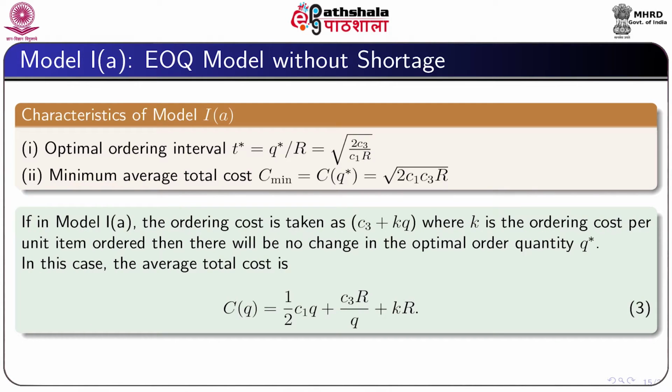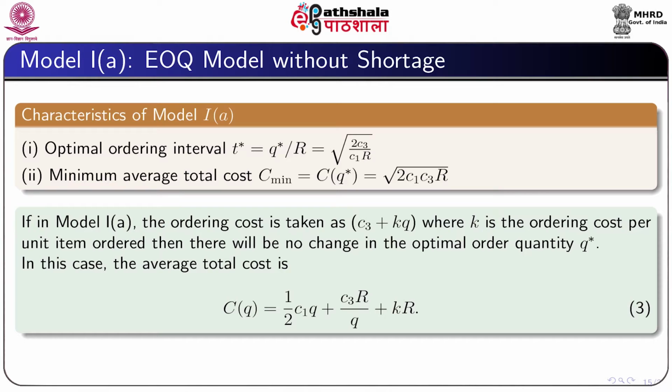Now, if in model 1A the ordering cost, instead of being fixed, is equal to C3 plus KQ, where K is the ordering cost per unit item ordered, then there will be no change in the optimal order quantity. The ordering cost is assumed in such a way that a fixed cost plus a cost that varies with the size of the order. That is why it is taken as C3 plus K into Q.